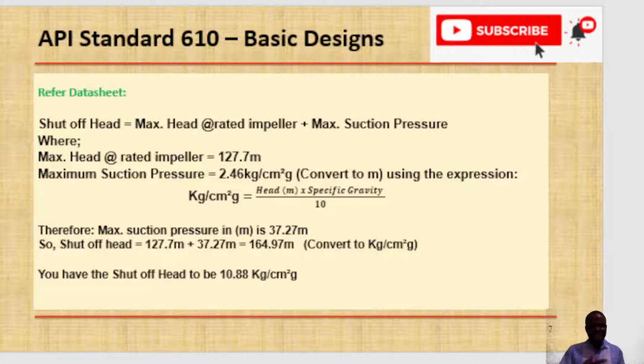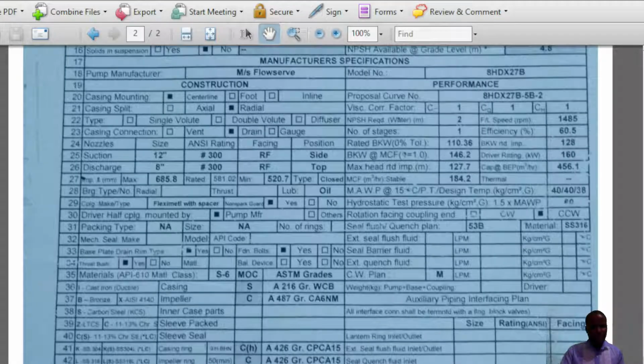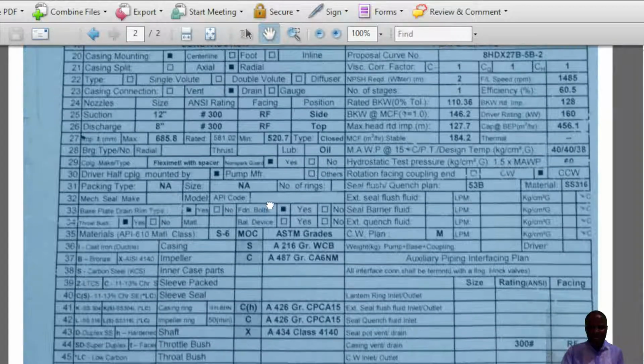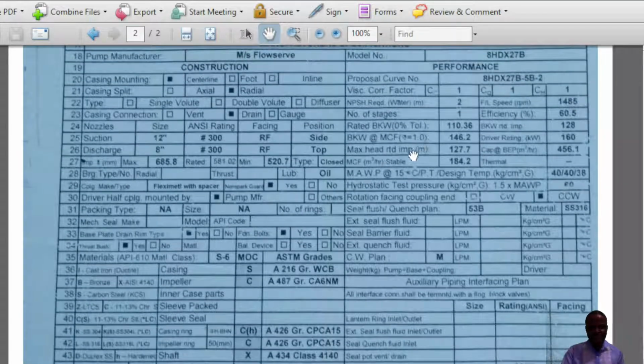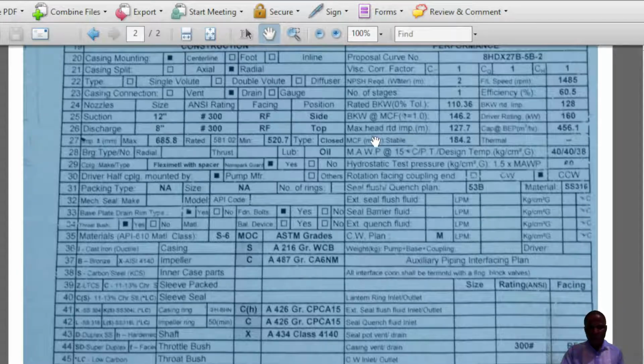So in this case, let's look at what we have in our example. Look here, you have your shut-off head to be maximum head at rated impeller. So you come here. What is your maximum head at rated impeller? As you can see here, your maximum head at rated impeller is 127.7 meter. Take notes. This is your maximum head at rated impeller.